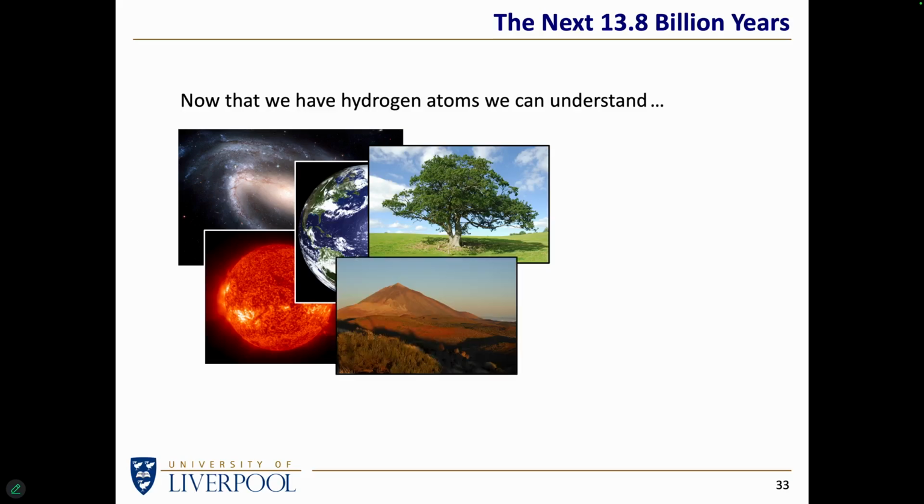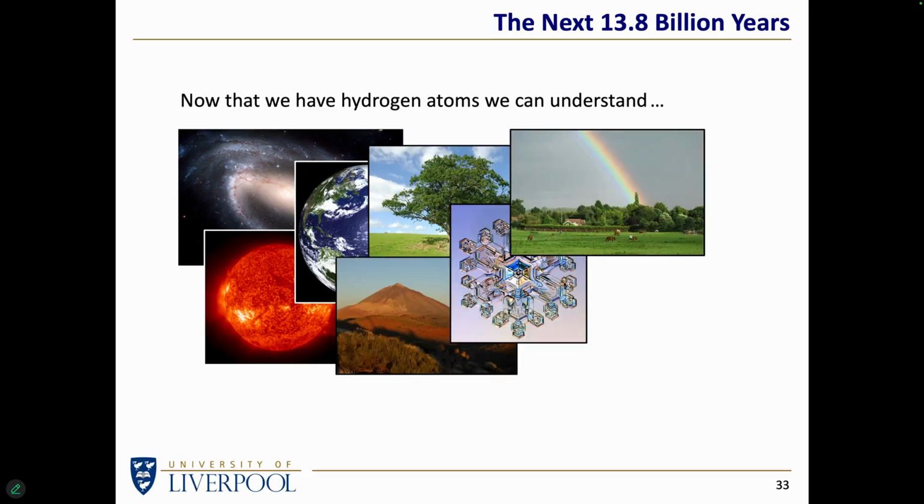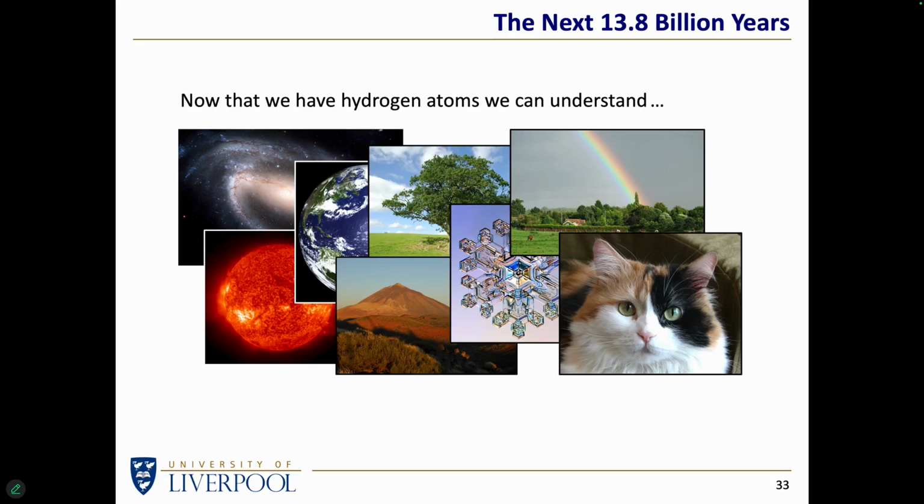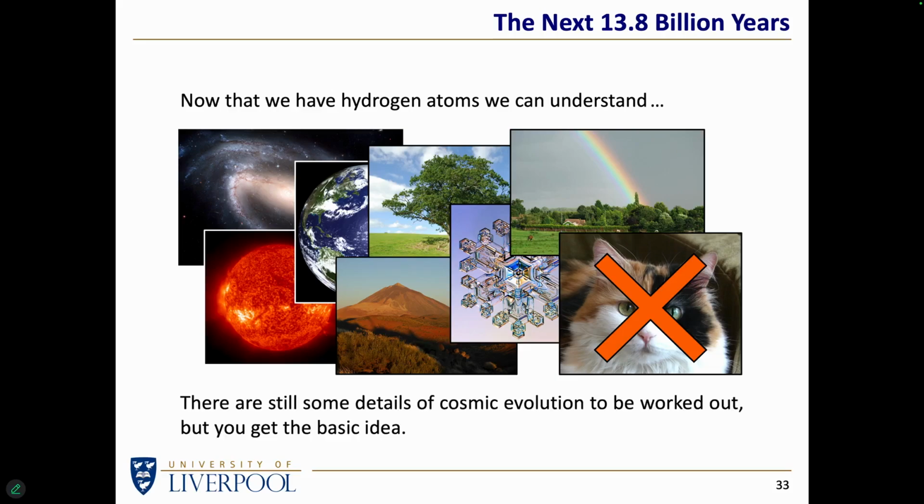And if we can understand galaxies and stars, then in principle we can understand planets, and we can understand trees and mountains and snowflakes and rainbows and cats, and, okay, maybe not cats. I'm not sure we'll ever understand cats, but we can understand most aspects of the way the universe is put together. Yes, of course, there are lots of details to be worked out. But if we understand that it takes 3 minutes to make all the hydrogen in the universe, you could say that everything flows from that one observation or that one piece of understanding.